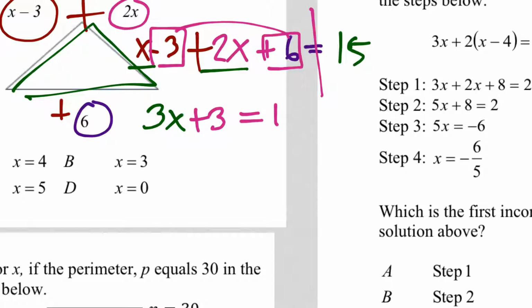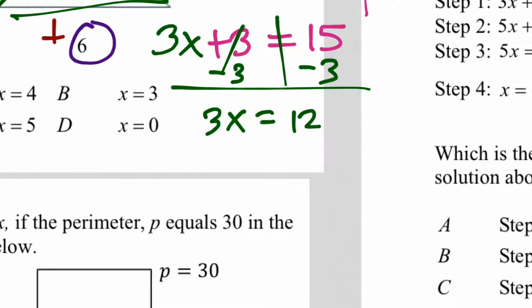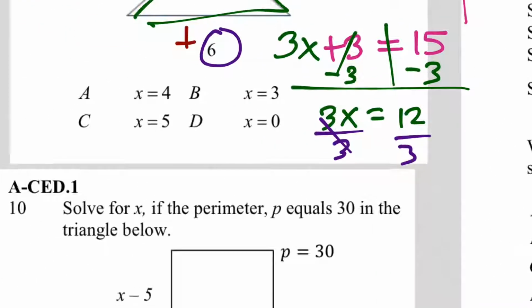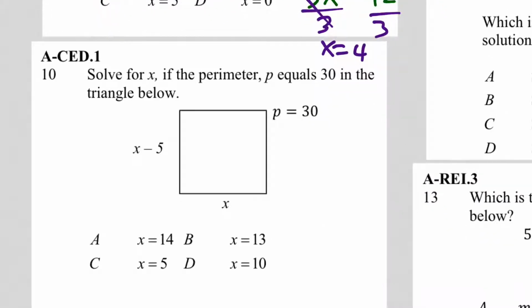You don't do the opposite. You just combine them. I need to solve for x by subtracting 3 from both sides of my equation. So I get 3x equals 12. Divide both sides by 3. And when you divide both sides by 3, x is going to equal 4, because 12 divided by 3 is 4.